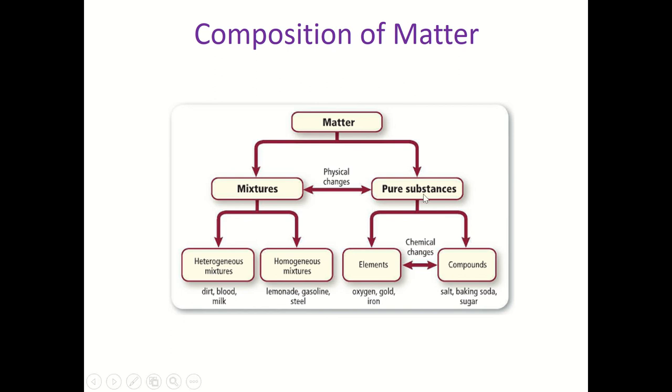Now the pure substance could be either an element or a compound. An element is like hydrogen, nitrogen, oxygen, carbon, and so on. And a compound means you have two or more elements that are chemically combined.